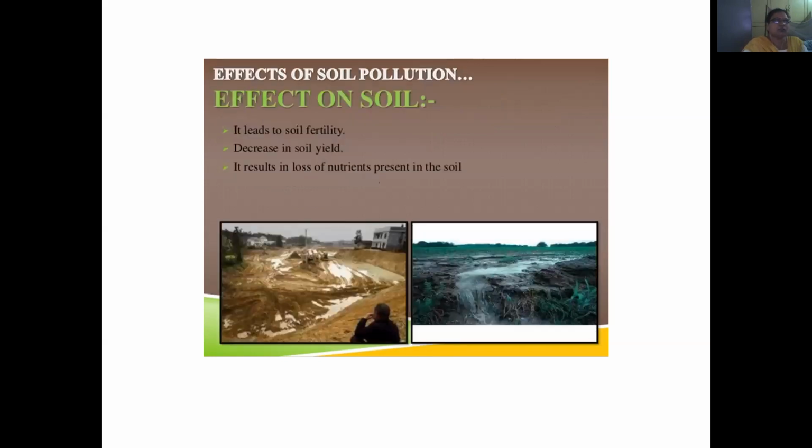Then effect on soil. So soil fertility is lost. Then there is a decrease in the soil rate. Then it results in loss of nutrients present in the soil. Right?